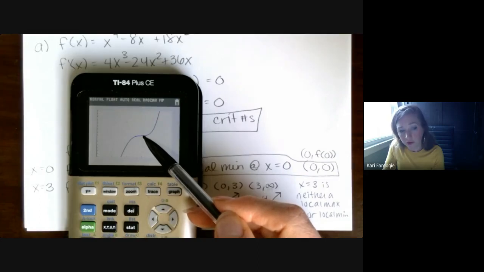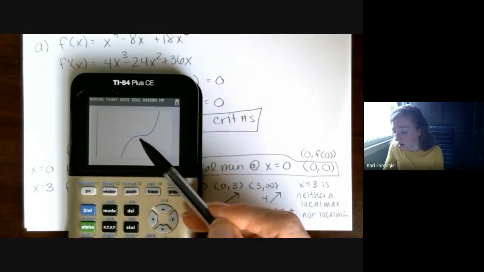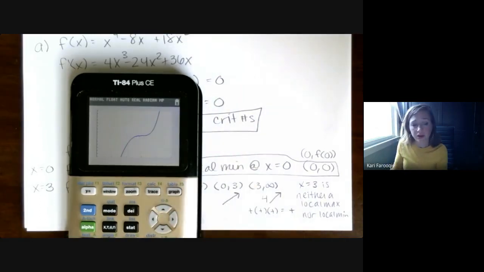However, you don't end up seeing that the graph heads back downward. The graph will then continue to go upward. And this is why x equals 3 is a critical number. However, it's not representing any local extrema because you don't actually see that you have a minimum or maximum value at that point.